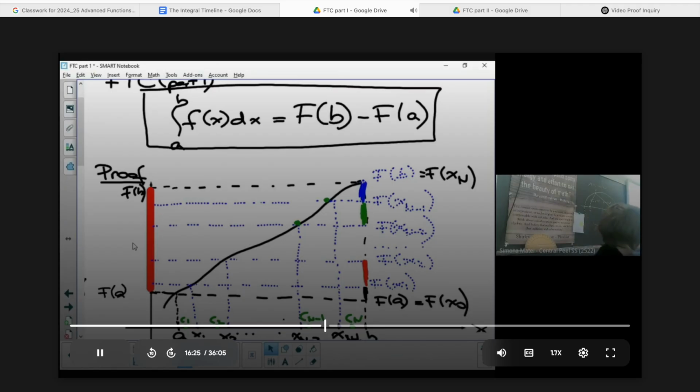So f at b minus f at a is so obvious, it's that big red line, yes? So we can see it and recognize. That is f at b minus f at a. So that's my starting point over there. Are we in agreement with that? Good. Now, how can I write that?